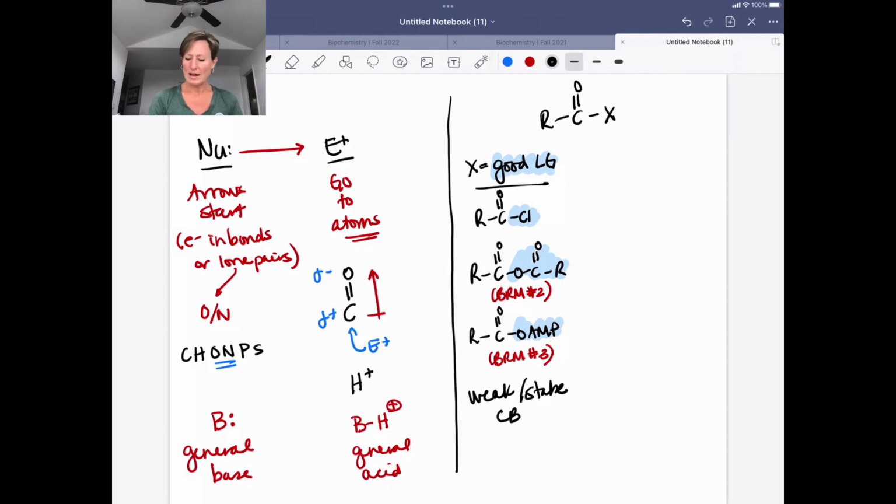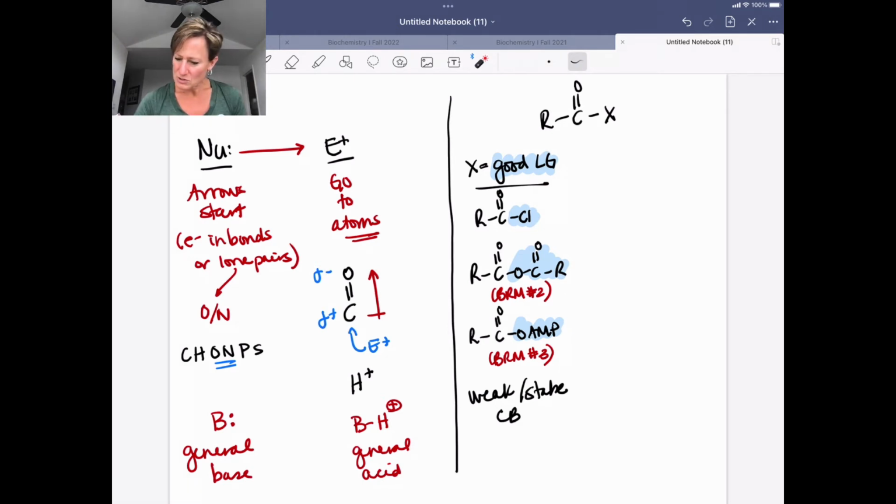Okay, so if we look at what we have here, Cl-, that is the conjugate base of a very strong acid. Carboxylate group, that is a conjugate base of a fairly strong acid, a carboxylic acid. OAMP, we really don't think of the acid part of that, but if we have a negative charge on that oxygen, it's easily stabilized by the rest of that group, because there's also a phosphate group there. So those are things that we saw in our second and third reaction mechanisms, and I'll flip through those in just a second. Those were good leaving groups, okay?